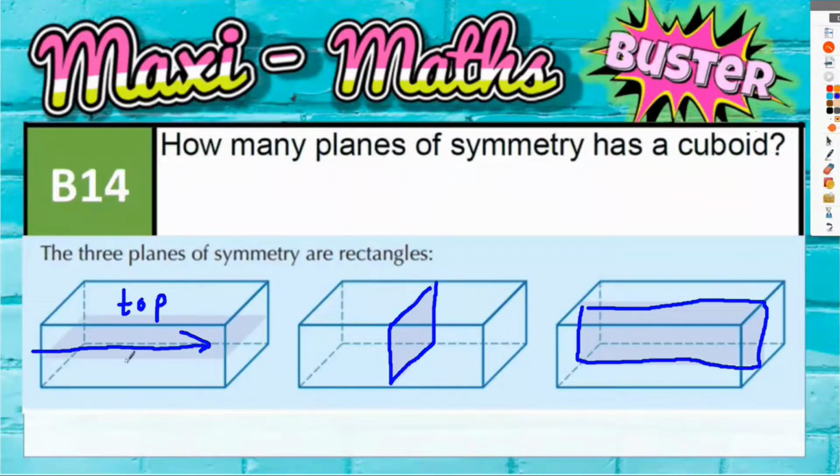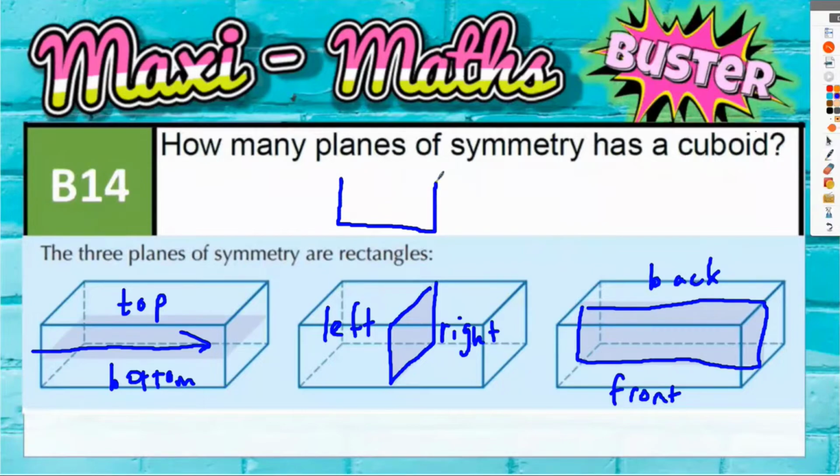So you're splitting it into top half and bottom half. You're splitting it into left half and right half. And you're splitting it into front half and back half. You can't slice it diagonally because the two halves are not reflections of each other.